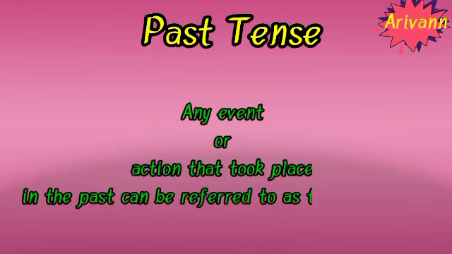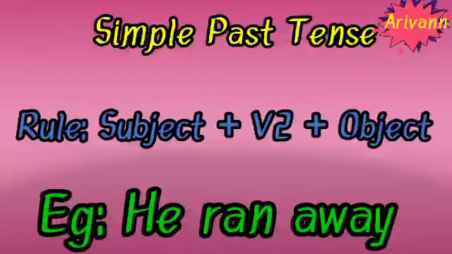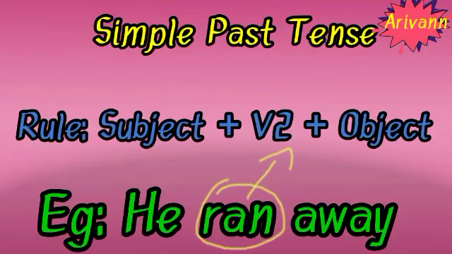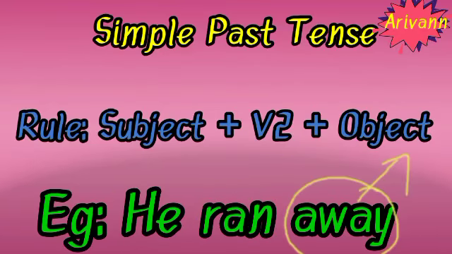Next one is past tense. Any event or action that took place in the past can be referred to as the past tense. There are 4 subparts in past tense. Now let's see the subparts in past tense. First one is simple past tense. For simple past tense, you need to follow this rule: subject plus verb 2 plus object. Look at the example. He ran away. Here the subject is he. And ran is the second form, verb 2, of run. This is followed by the object.